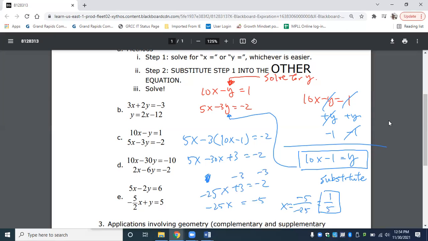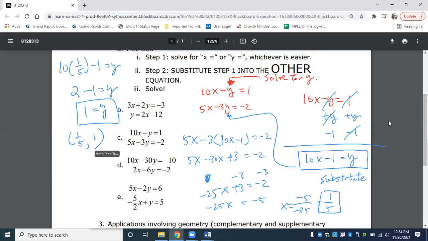Now take the 1/5 and plug it into our equation. We have the equation 10x minus 1 equals y. So plug that in: 10 times 1/5 minus 1 equals y. 10 times 1/5 is 2. So 2 minus 1 is y. So y equals 1. So the answer is 1/5, comma 1, if you were to write it as a point.